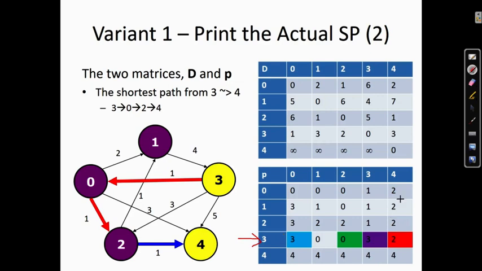So just go to column 4. I see it's 2. So I go to column 2, and I see it's 0. So go to column 0, and I see it's 3. So the path will be 4, 2, 0, 3. That's the reverse path, so you just reverse it. You get 3, 0, 2, 4. So this is how you actually get the shortest path between any pair of vertices i, j from your predecessor matrix.